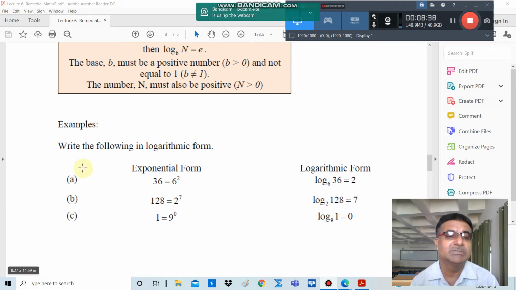These are some examples. Write the following in logarithm form. Now this is the exponential form: 36 is equal to 6 power 2. Then in the logarithm form, this will be log 36 to the base 6 equal to 2. Similarly, 128 is equal to 2 to the power 7. In logarithm form, this is written as log 128 to the base 2, which will be equal to 7. And 1 equal to 9 to the power 0, that is log 1 to the base 9 is equal to 0.